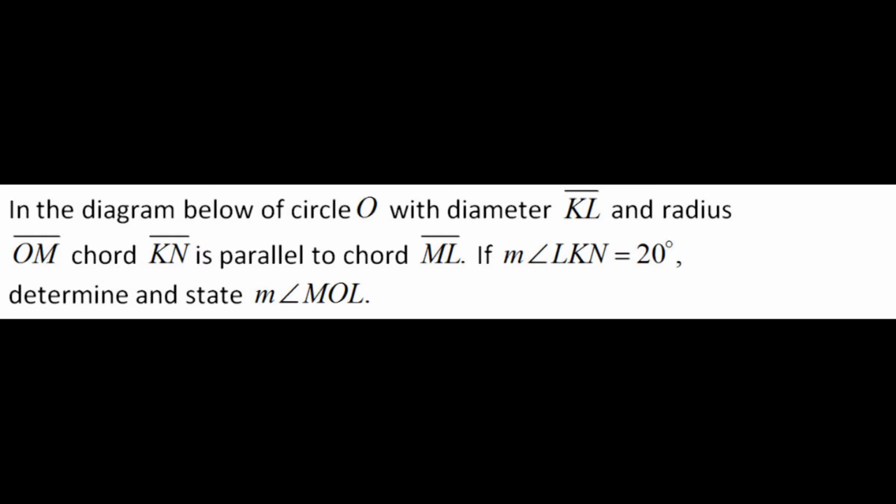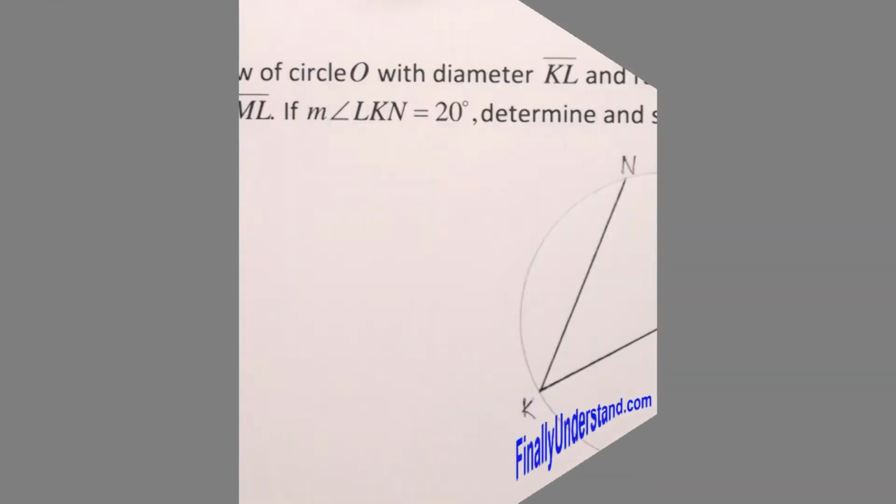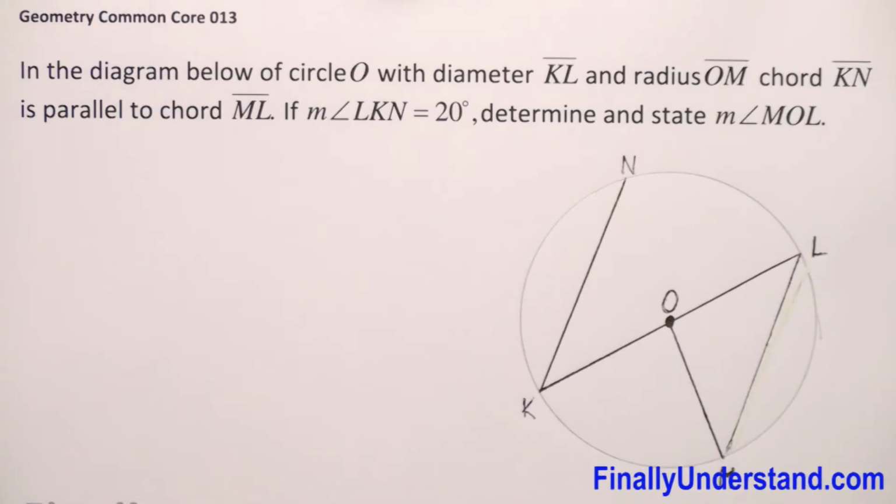In the diagram below of circle O with diameter KL and radius OM, chord KN is parallel to chord ML. If measure of angle LKN is 20 degrees, determine and state the measure of angle MOL.